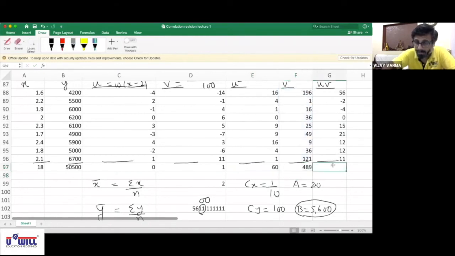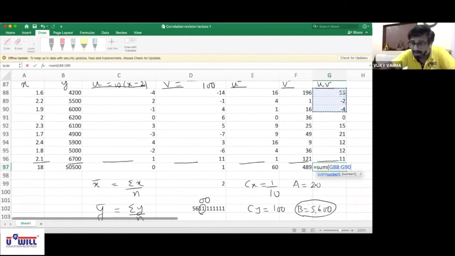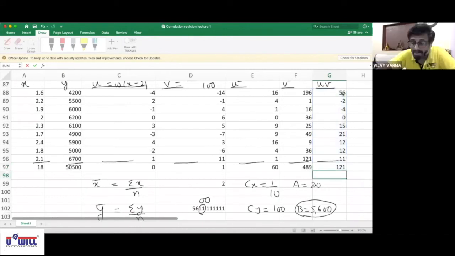And tell me the total of uv. 12.1. Sorry? Total of uv, sir. How much? 12.1 I got. It cannot be in decimals. It should be 121. You get 121, not 12.1. Okay.